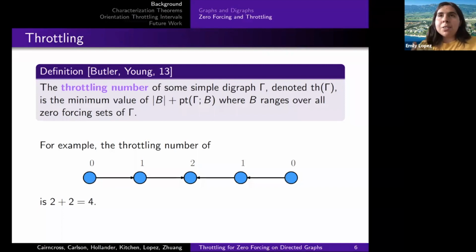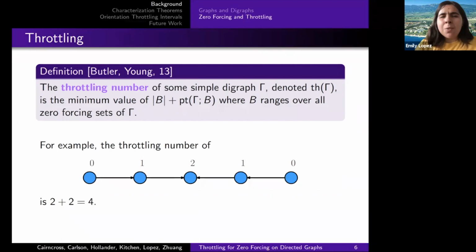So to better illustrate this concept, using the previous example of the path on 5 vertices, a totally valid zero forcing set is coloring all the vertices blue and propagating in 0 time steps. This makes the sum of the cardinality of the zero forcing set and the propagation time of the zero forcing set to be 5.